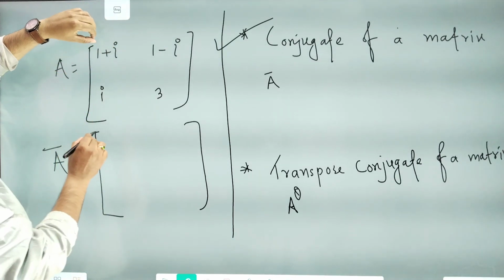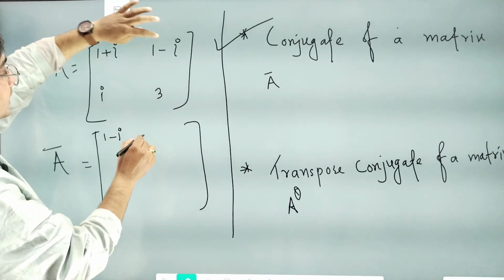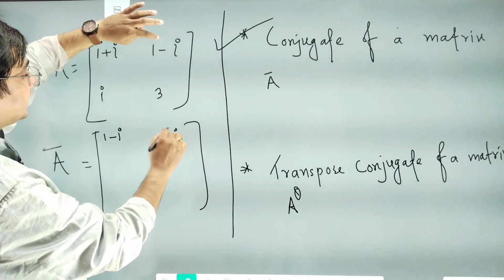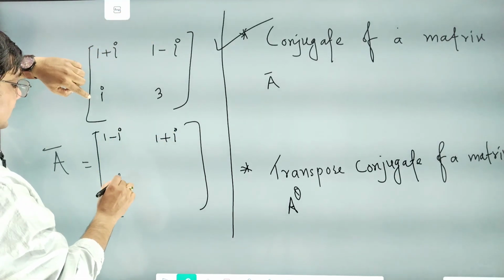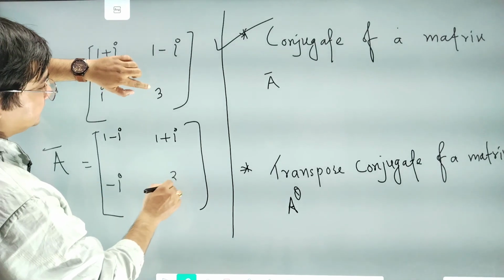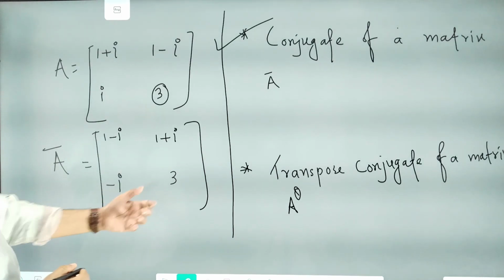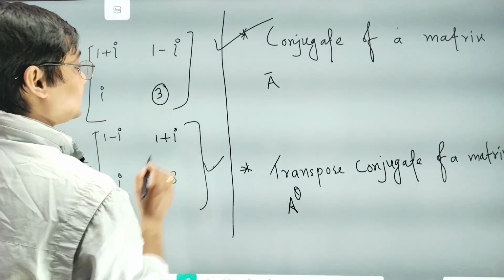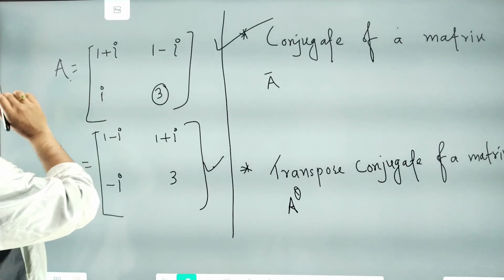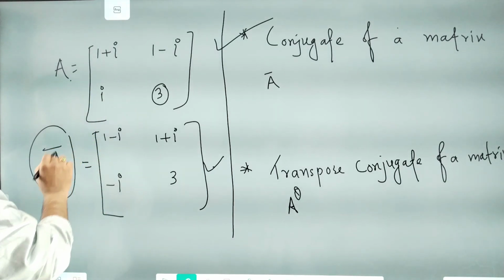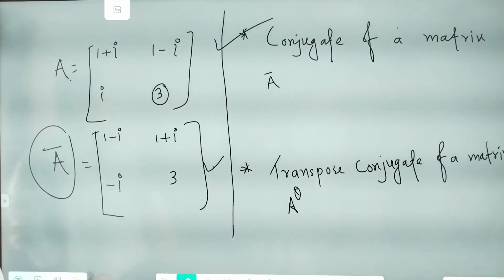So the conjugate of this will be 1 minus i. The conjugate of this will be 1 plus i. The conjugate of this will be i minus i. The conjugate of this, it is a real number, and for a real number the conjugate is the same. So this is a matrix which is called the conjugate of this matrix, and we denote the conjugate of this matrix like this way, A bar.